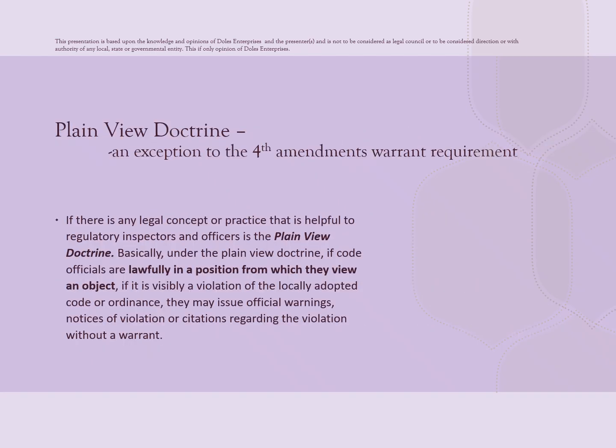The plain view doctrine, an exception to the Fourth Amendment's warrant requirements. If there is any legal concept or practice that is helpful to regulatory inspectors and officers, it is the plain view doctrine. Basically, under the plain view doctrine, if code officials are lawfully in a position from which to view an object, if it is visibly a violation of the locally adopted code or ordinance, they may issue official warnings, notices of violation, or citations regarding the violation without a warrant.